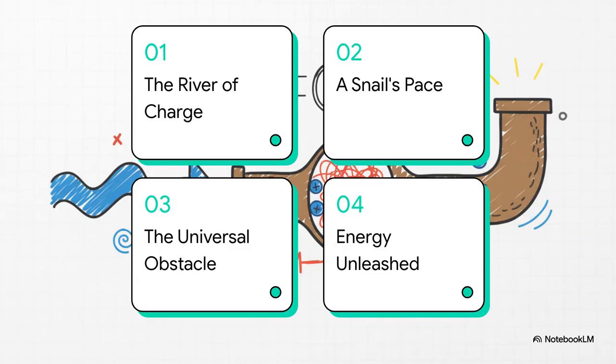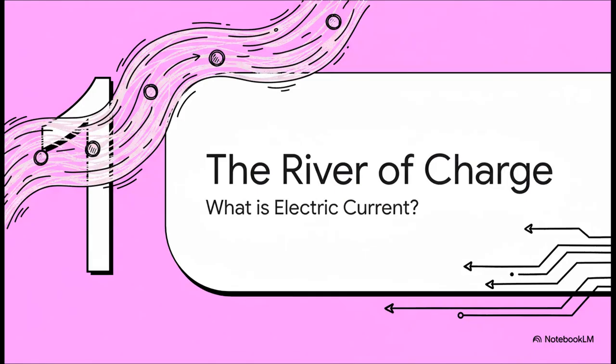So here's the game plan. We'll kick things off by picturing current as a river of charge. Then we're going to zoom way in and uncover the truly shocking truth about its speed, which we're calling a snail's pace. After that, we'll take a look at the universal obstacle that gets in the way of this flow. Yep, we're talking about resistance. And finally, we'll see what happens when that flow fights back in Energy Unleashed. All right, let's start with part one and that idea of a river.